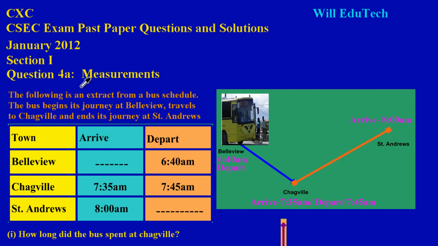We're going to be looking at question 4a. This question usually falls under the general topic of measurements on your syllabus, and it was taken from the January 2012 CSEC math exam past paper. Now quickly let's get into it. Let's pull up the screen a bit so we can see the question in its entirety.